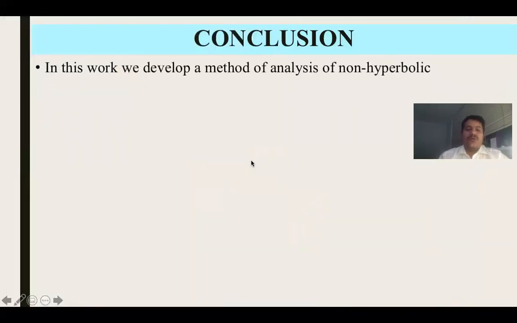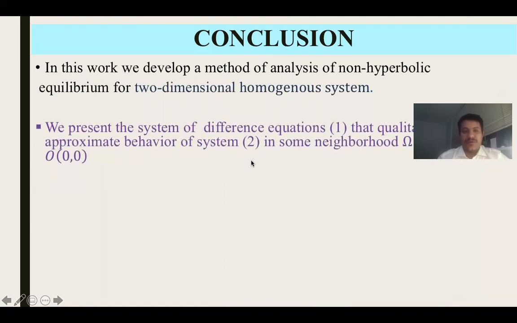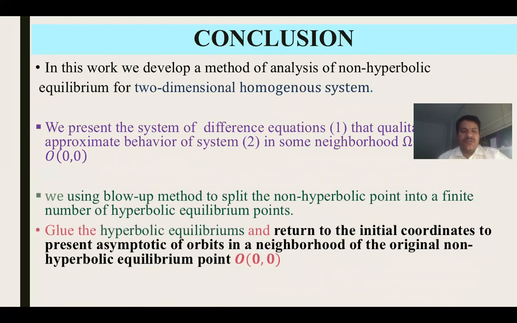Conclusion: in this work, we develop a method of analysis of non-hyperbolic equilibrium for a two-dimensional homogeneous system. We present the system of difference equations that qualitatively approximates the behavior of the ODE system. We use the blow-up method to split a non-hyperbolic point into a finite number of hyperbolic equilibrium points. Finally, we glue the hyperbolic equilibriums and return back to give the final structure of the neighborhood of (0, 0).